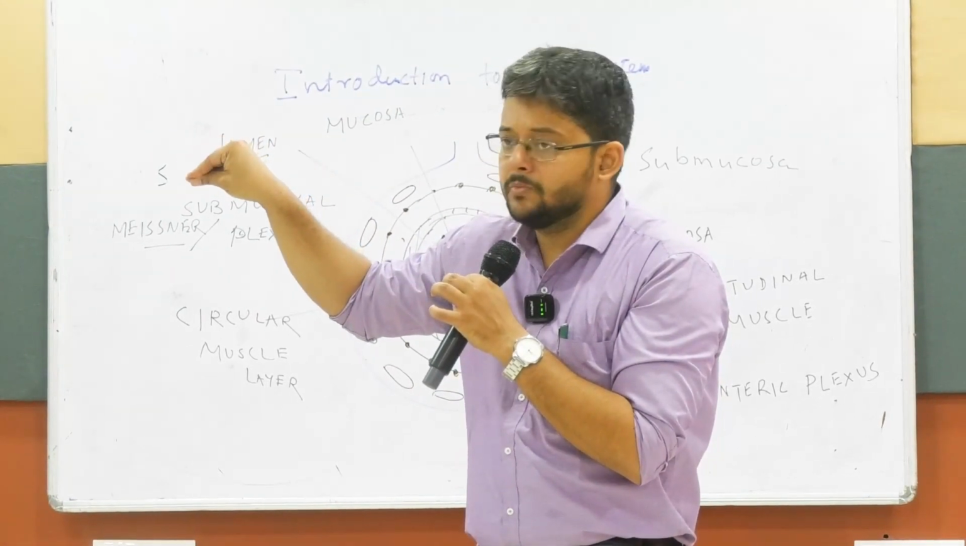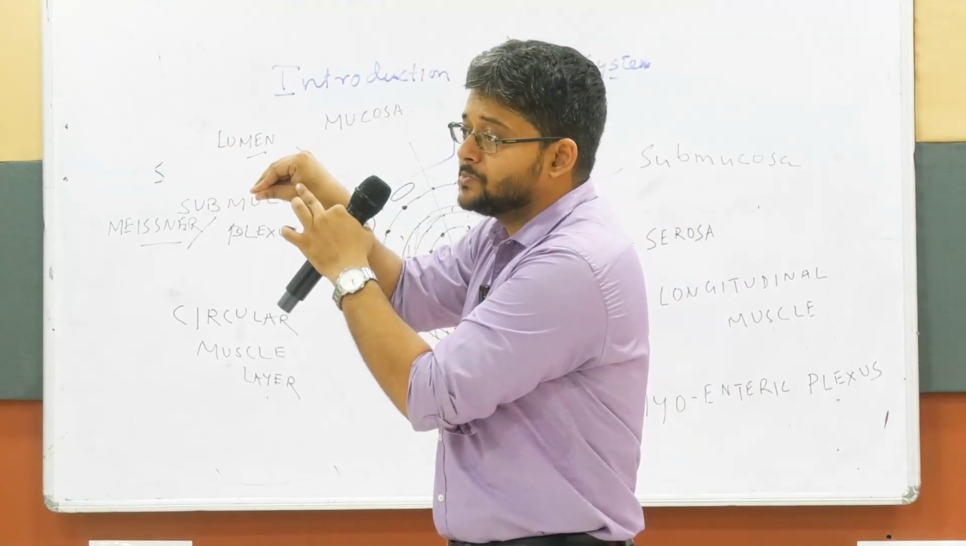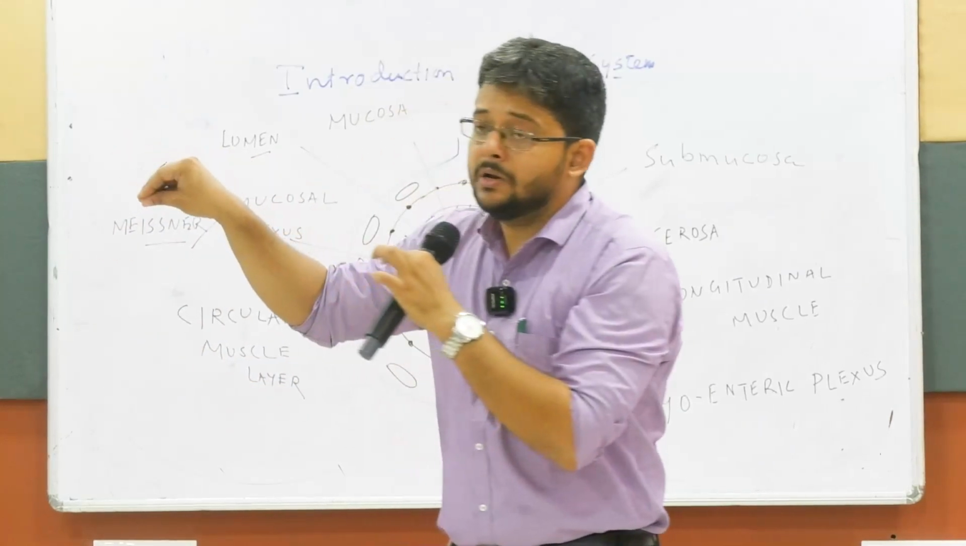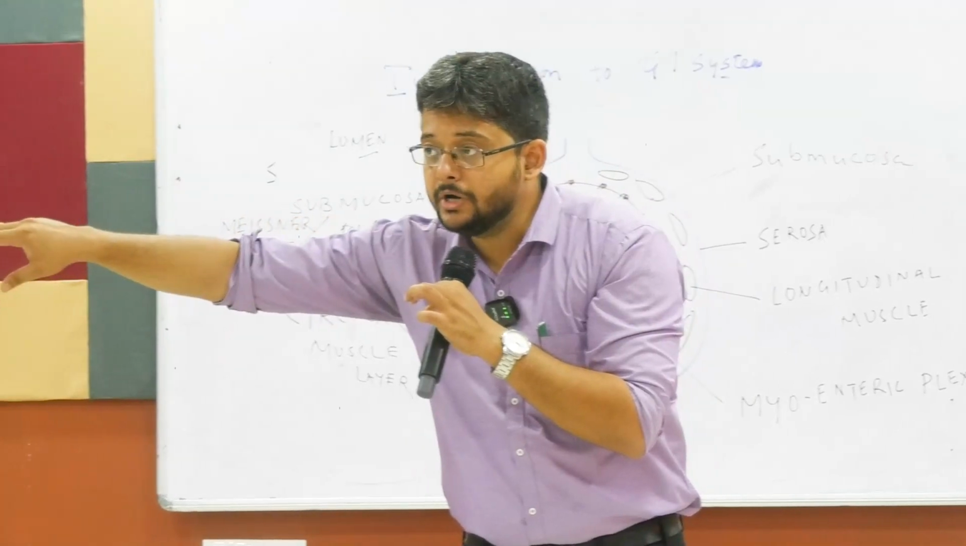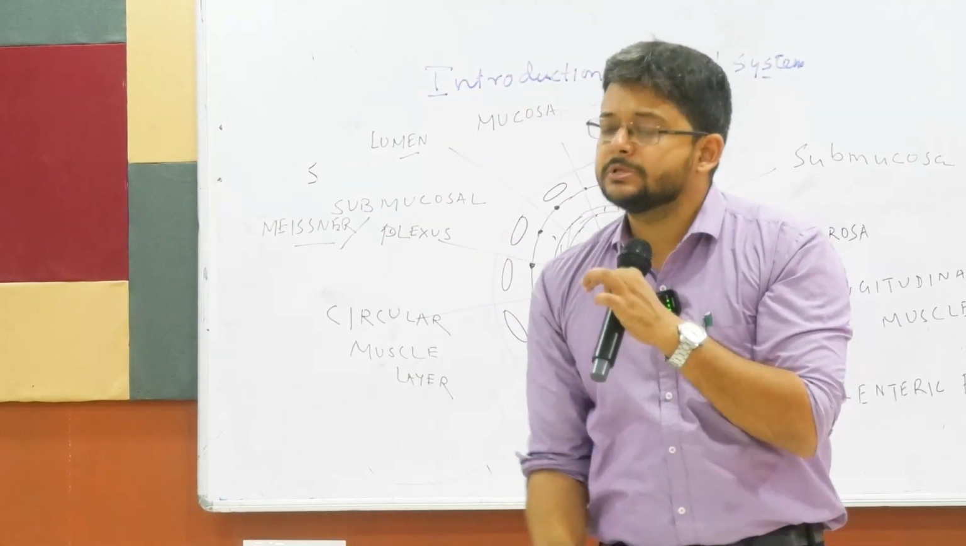If the longitudinal muscle layer contracts, it will contract like this. What will happen? Food which was present over here will move in that direction. Clear? The longitudinal muscle layer works for long-distance proximal to distal movement, transport of food. Clear? What about the circular muscle layer?